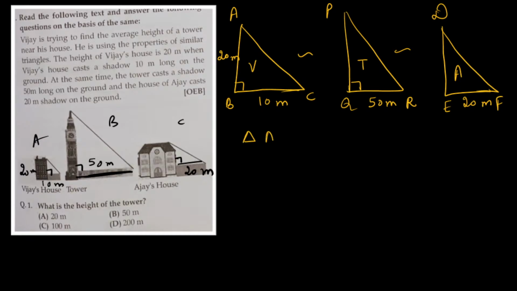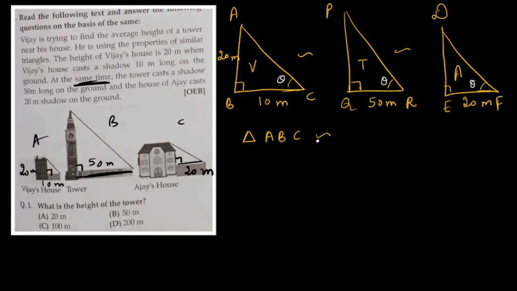Triangle ABC is similar, because it's mentioned at the same time, so that means the angle of elevation is the same at this particular time. That's how we have to consider. By angle they are similar. We have done this in heights and distances: at a particular time the angle is the same. That's why we are considering these three triangles as similar triangles. One angle is 90 degrees, the other angle is the same, so by angle these three triangles are similar.